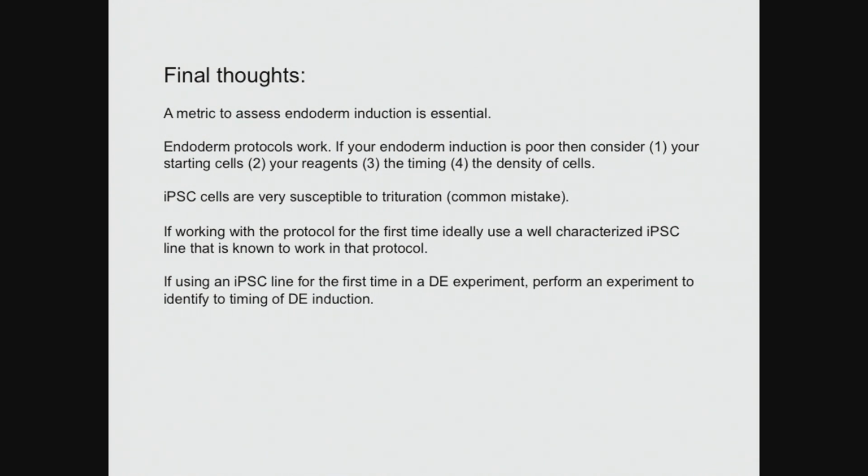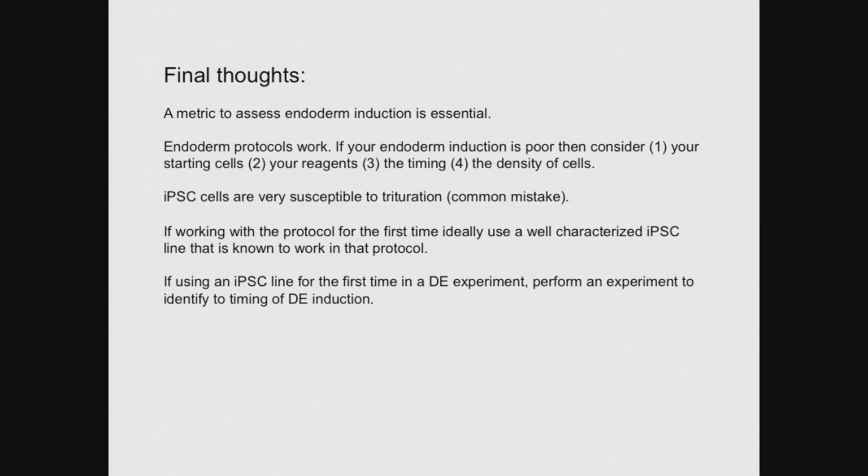The endoderm protocols work. So you should be able to get 80+% of your cells FOXA2, SOX17, CXCR4 positive. And if you're not, then there is a problem, because I've made every mistake possible, and I can confirm that it does eventually work. A very simple point, iPS cells are very susceptible to trituration. There's a couple of points in our protocols where we have to dissociate the cells, and we wasted probably a couple of years just killing 90% of our cells. So as you'll see from the demonstration later this afternoon, we really avoid excessive trituration.